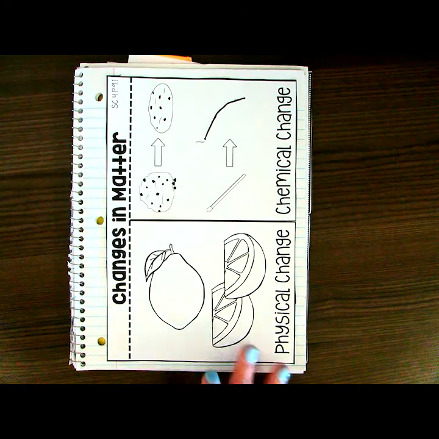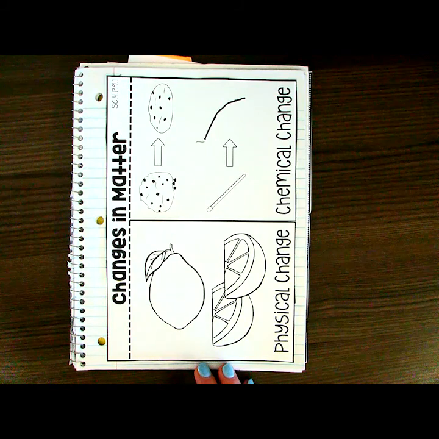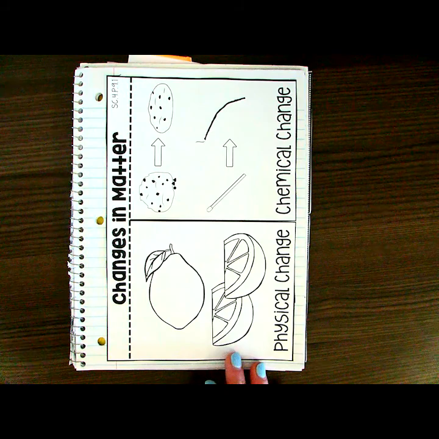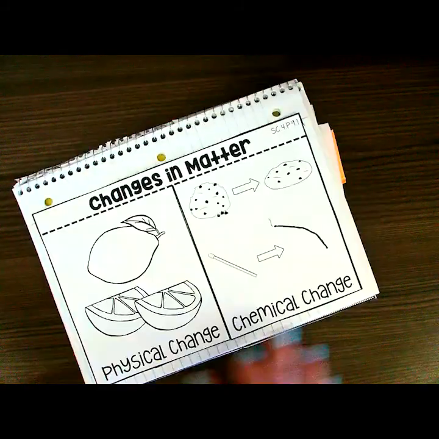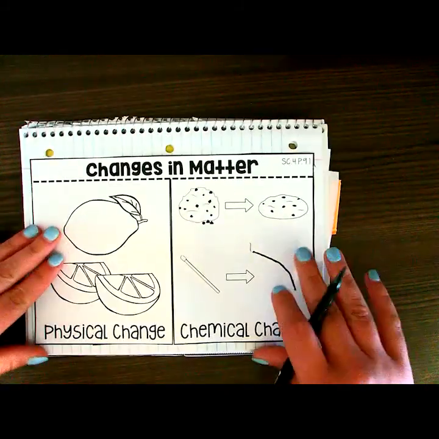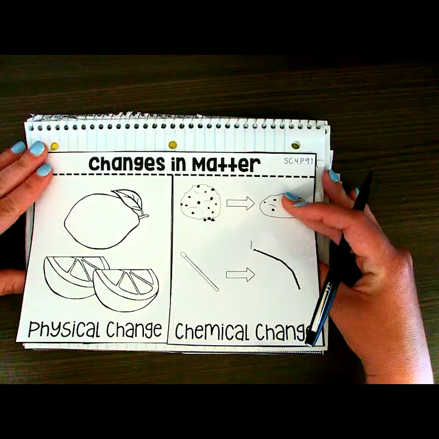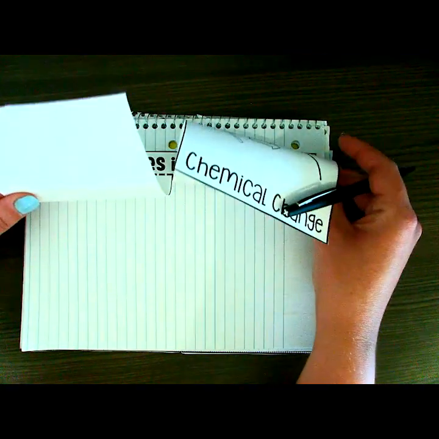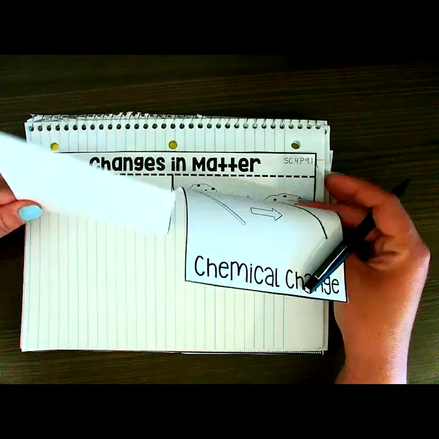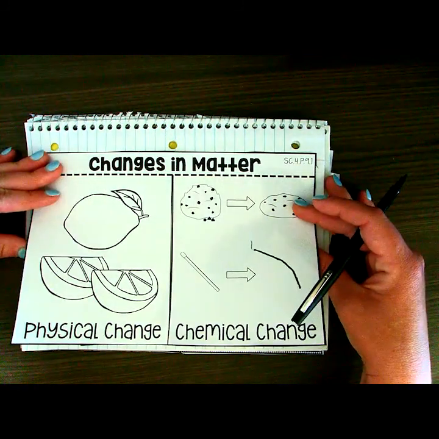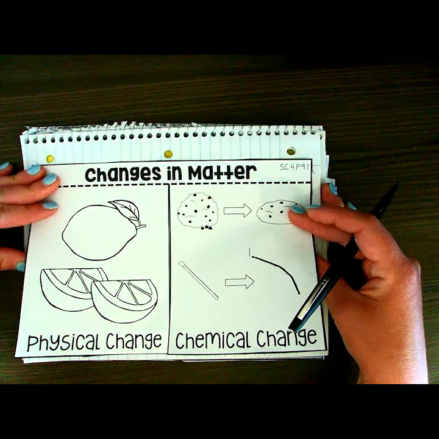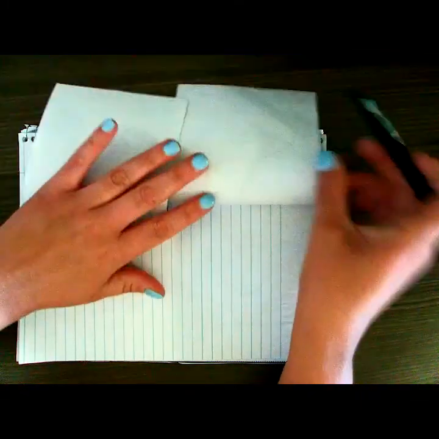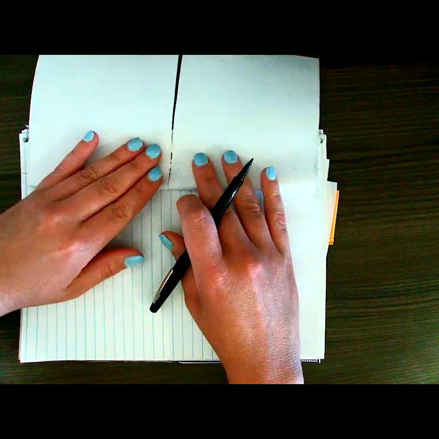If you do not have this notebook page printed yet and you're able to do so, go ahead and pause the video and return when you have this page printed. Once you print this page, you're going to cut along the edge and then cut in the middle so that you have two flaps where you can record your information right below. If you are not able to print this page, then you can just create a two-column chart in your notebook.